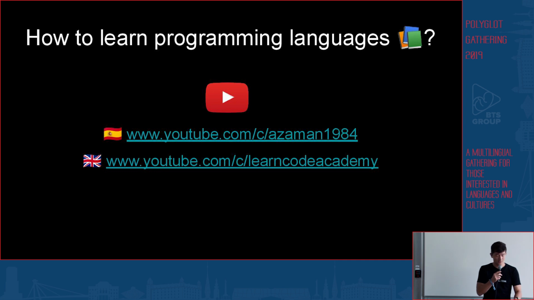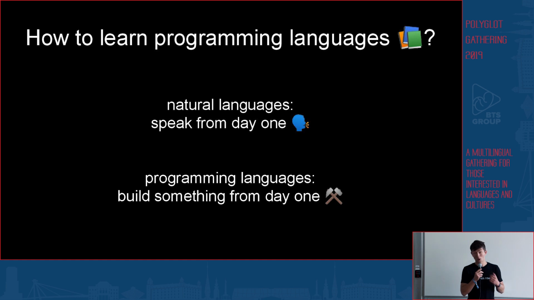This is the last piece of advice that I will give you when it comes to learning. I hope I'm in the majority, but most of us would say that when you learn a natural language, you should start using it actively as soon as possible. Basically, start speaking from day one. It's very similar with programming languages. Once you start learning a programming language, think about a project, a website, a thing that you would like to build, and do it as soon as possible. Start building things from day one.